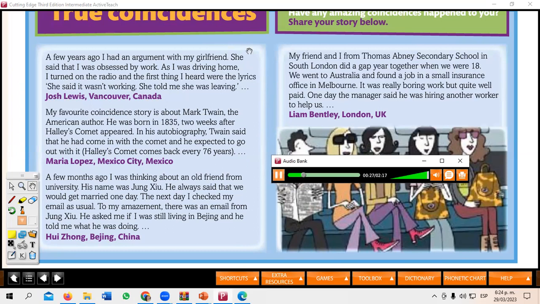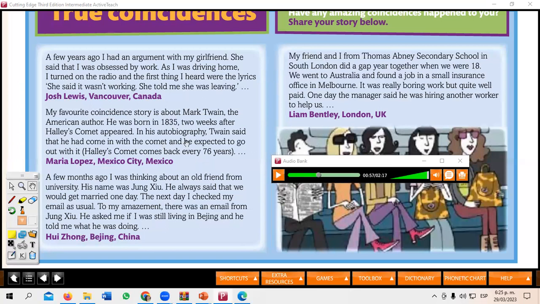My favorite coincidence story is about Mark Twain, the American author. He was born in 1835, 2 weeks after Halley's Comet appeared. In his autobiography, Twain said that he had come in with the comet and he expected to go out with it. Halley's Comet comes back every 76 years. Sure enough, Twain died in 1910, the day after the comet reappeared.